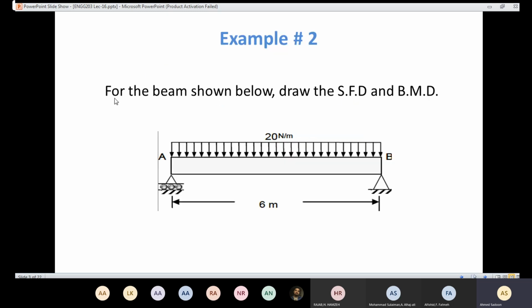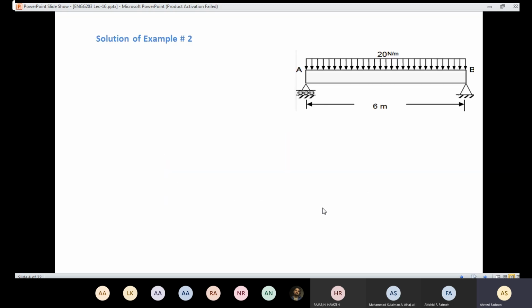It's required for the beam shown below to draw the shear force diagram and the bending moment diagram. Here we have a roller, and here we have a pin, and we have a rectangular distributed loading, and the span of the beam is 6 meters. In order to draw the shear force diagram and the bending moment diagram, the first step to be done is that we need to determine the support reactions.